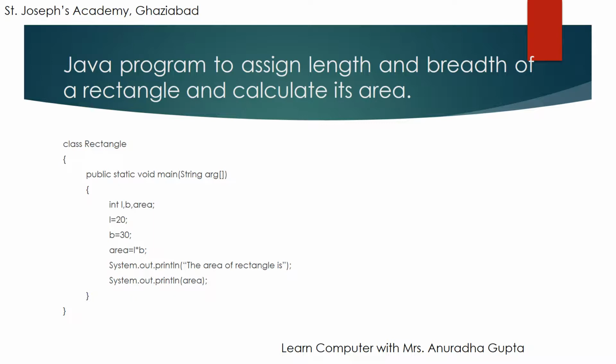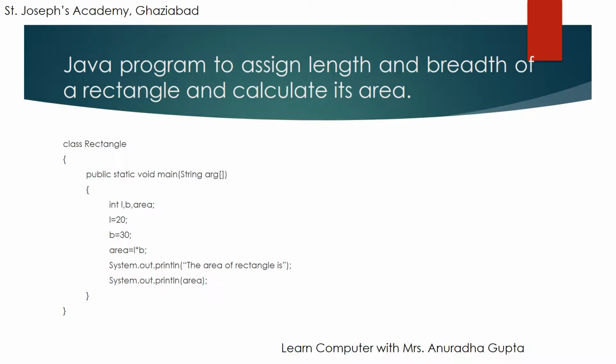At the end of this program we display the output. To show the output we use output statements. In the first output statement we have displayed a message, the area of a rectangle is, and in the second output statement we have displayed the value of a variable area. I hope you all understood how to write a simple Java program.